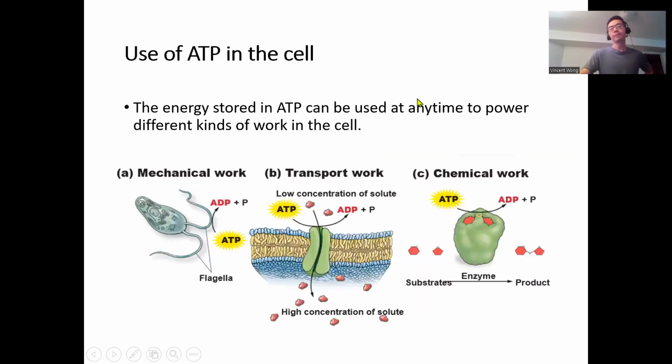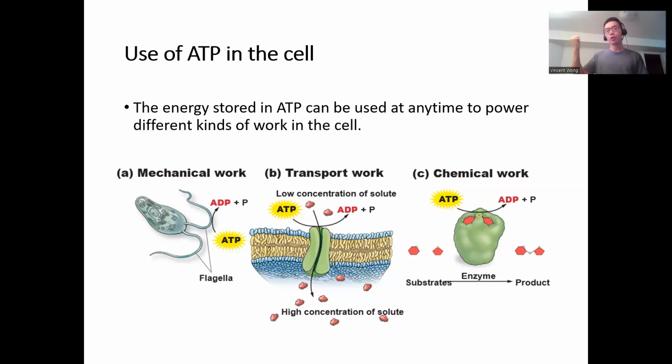So what do we need it for, right? Well, we can use it to do different kinds of work. Work basically means energy expenditure, right? So we need it for mechanical work. Mechanical work means to move something, right? So cells can move on their own, but as an organism, we have to move around, right? To talk, to move the hand, to walk around, all that movement requires ATP, right? That is called mechanical work, all right?